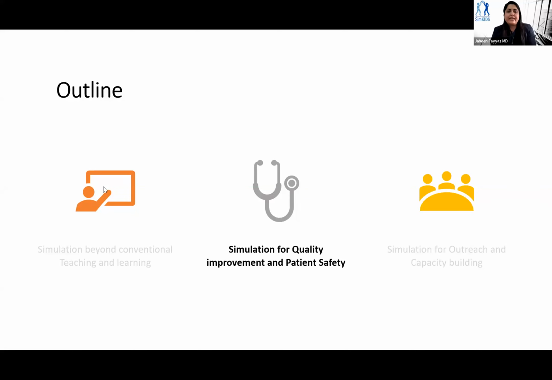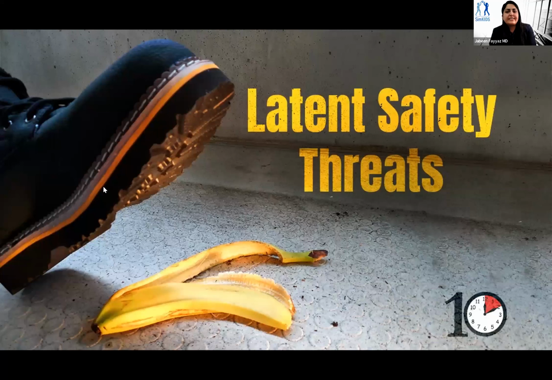After simulation utilization beyond conventional teaching and learning, the second part I want to talk about is quality improvement and patient safety. In quality improvement and patient safety, the first component is latent safety threats. Latent safety threats are conditions or factors within the system that are present. You are not aware of them, but they are present, and they haven't caused harm to your patient.